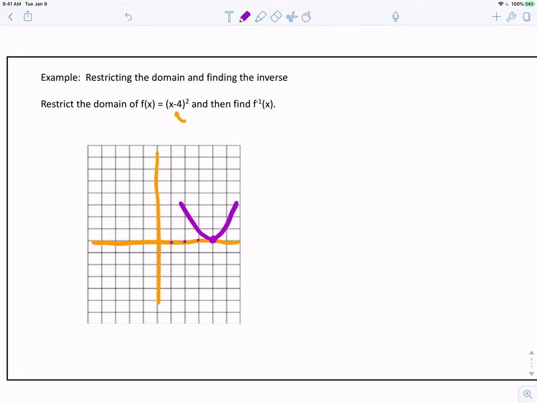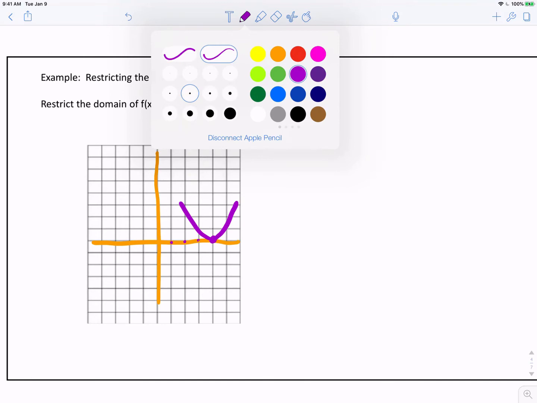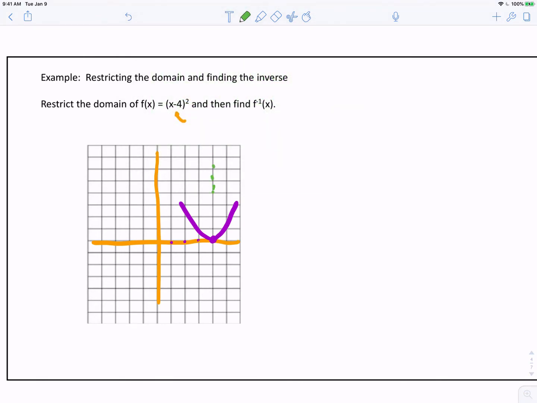And again, you can see that it's not 1-to-1. So how should we restrict the domain? Well, let's do the same thing we did before. Let's just take half of the parabola. And in this case, where would it start? It would start at 4 and go to infinity. So the first thing we're going to do is tell what the restriction is on the domain. The next thing we're going to do is actually find the equation of the inverse.